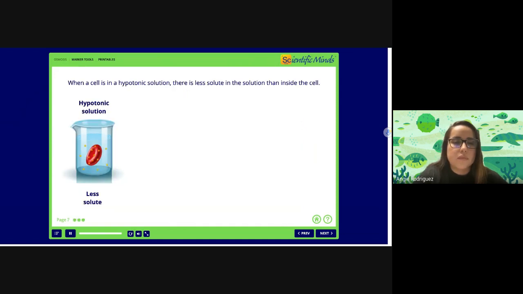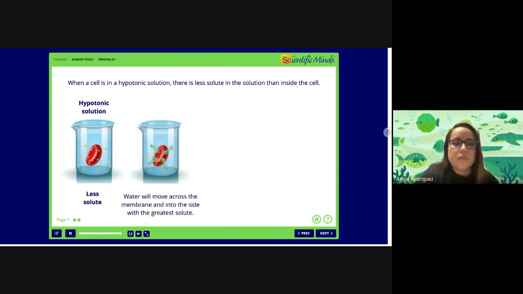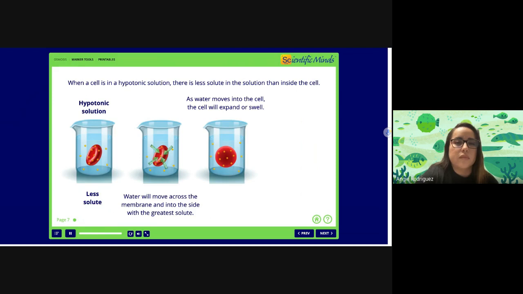When a cell is in a hypotonic solution, there is less solute in the solution than inside the cell. Water will move across the membrane and into the side with the greatest solute. As water moves into the cell, it will expand or swell. Animal cells may continue to swell until they burst.